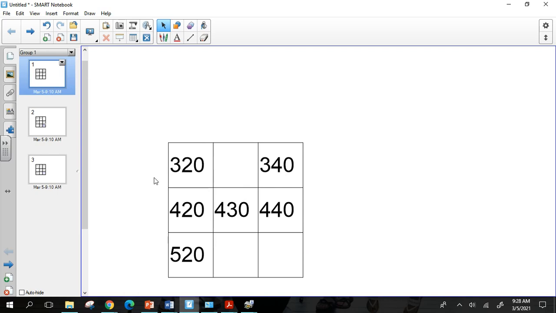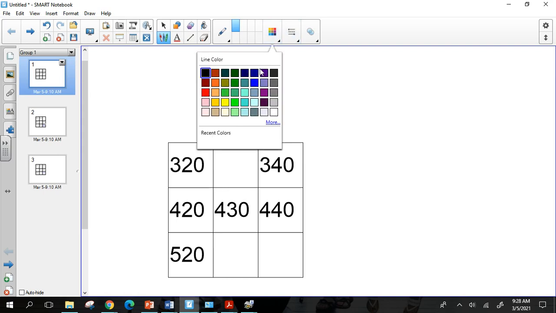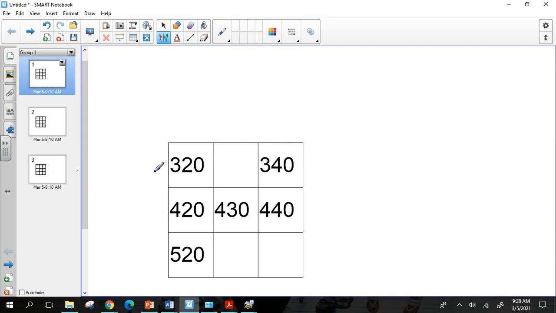So the first thing I notice is my top row, that these numbers right here have 3 in the hundreds place. Then I noticed that my tens is what's changing. Look, this one had 2 tens. This number had 4 tens. So I skipped something, 320. Well, let's look down here and see if this helps.